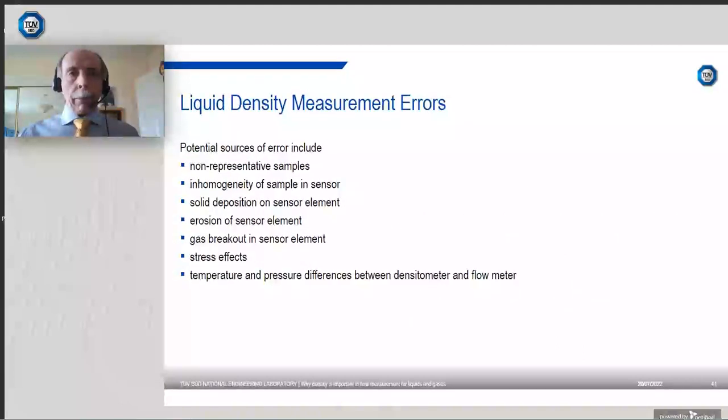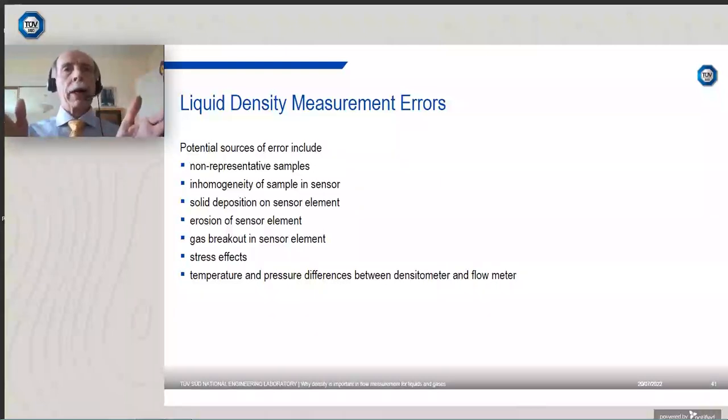So, that's all well and good. You've got your nicely calibrated densitometer, and you then put it into service. But there are a number of other things which can affect the attainable uncertainty. And potential sources of error I've mentioned here are non-representative samples. So yes, these are online devices, but frequently not inline. Gas densitometers are often inline, as I mentioned, inserted directly into the fluid. Liquid systems typically run on a bypass.